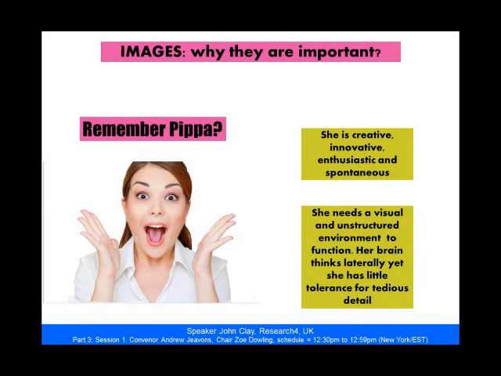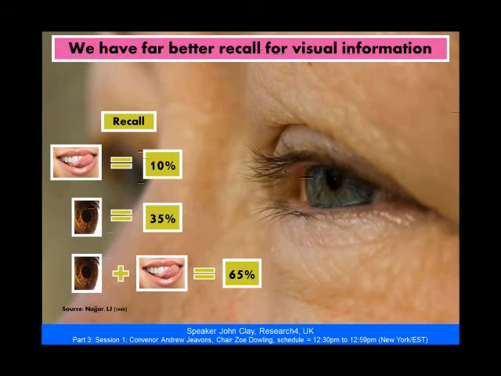So images, why are images important? Remember Pippa, she needs a visual and unstructured environment. She's a very visual person, and responds well to the dopamine effect of the emotional stimuli. And we have far better recall for visual information. If something's spoken, we remember 10% of it. If we see it, it's 35%. But if we combine both the visual and oral delivery, it's 65%. So it's 6 times more effective than it just being spoken.